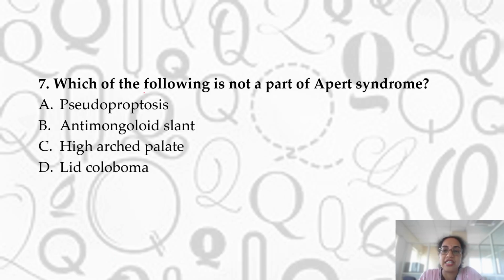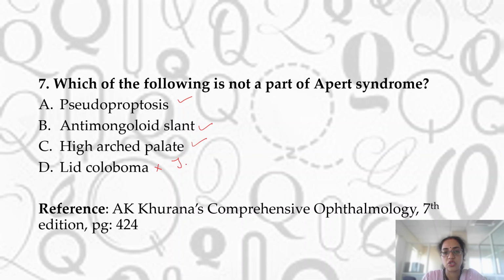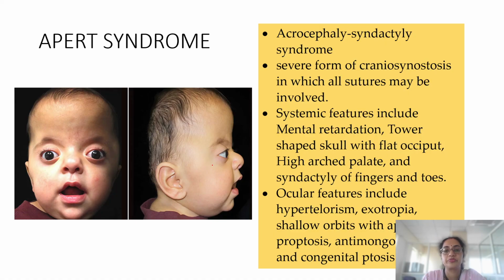The next syndrome we are dealing with is Apert syndrome. Apert syndrome is also a type of craniosynostosis. It is characterized by pseudoproptosis, anti-mongoloid slant, and a high arched palate. Lid coloboma is not a part of Apert syndrome. It is usually seen in Treacher Collins syndrome. So what is Apert syndrome? If you see, the skull is very elongated. It's a tower-shaped skull. It's also known as acrocephalosyndactyly syndrome.